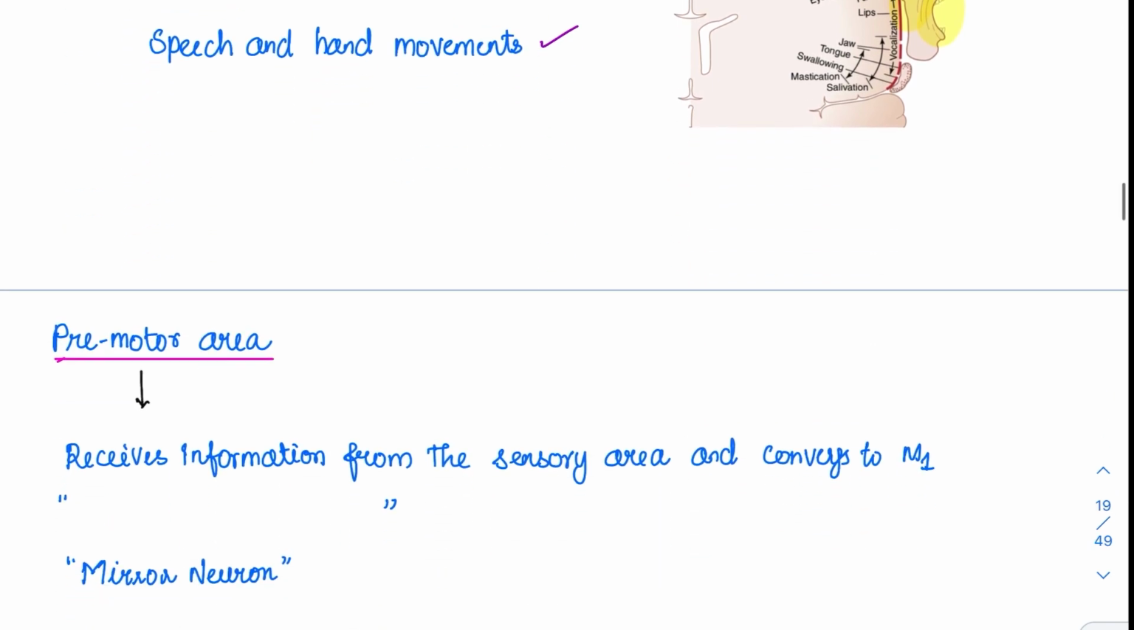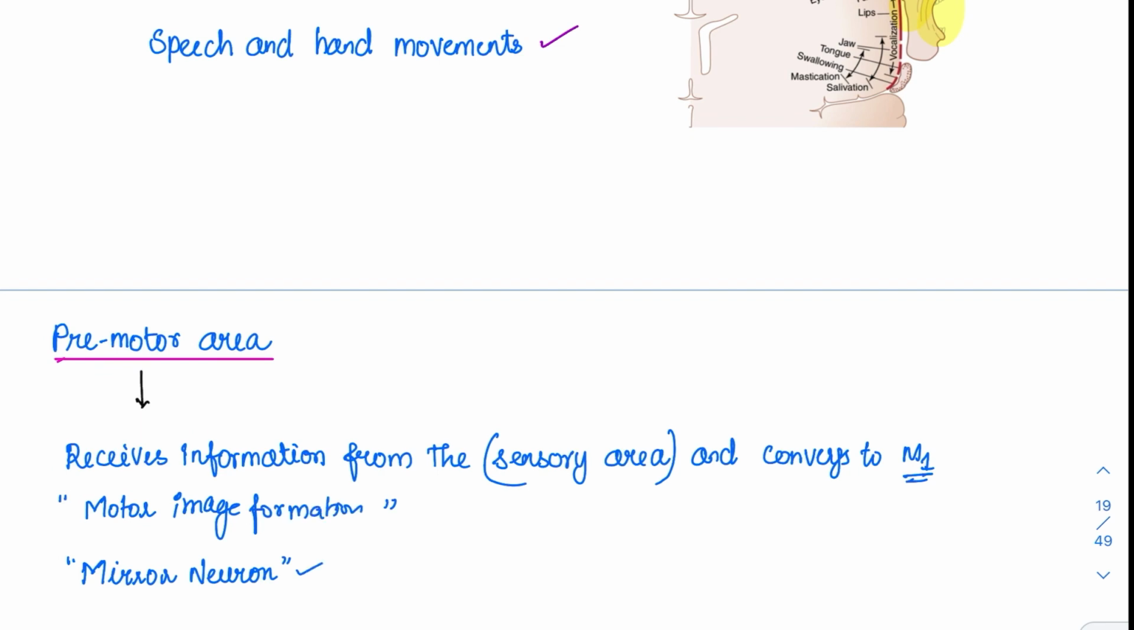Now coming to the premotor area. As the term indicates, it is premotor. Even before the motor system does something, the premotor area does something else. It receives information from the sensory system first, then conveys it to M1, our motor area. What it does is motor image formation. It forms a motor image. Motor image formation happens in the premotor area.